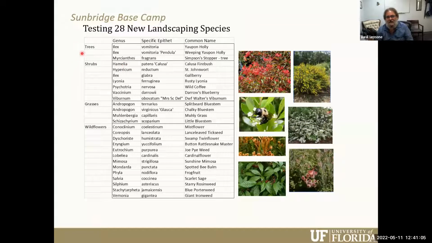Here are the 28 plants that we've used. Some of them are tried and true. We know they work in urban landscapes, right? Yaupon holly, for example. There's firebush in here. We know these are things that we use in urban landscapes, muley grass, but we also did some other things that aren't used as commonly, Joe pye weed, cardinal flower, some other frog fruit people are starting to use as ground covers.